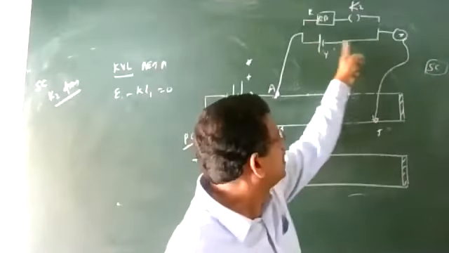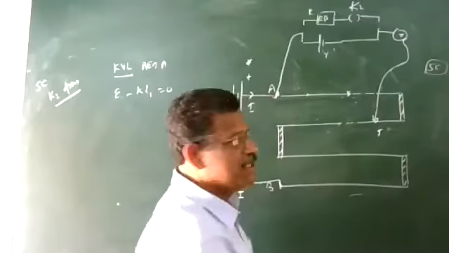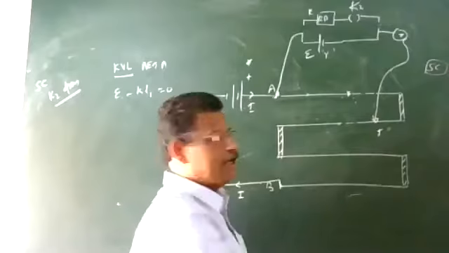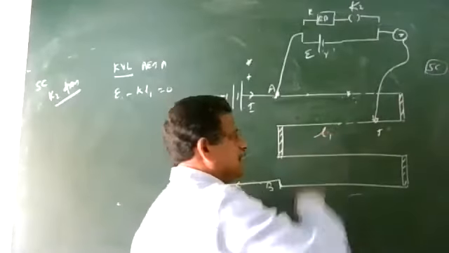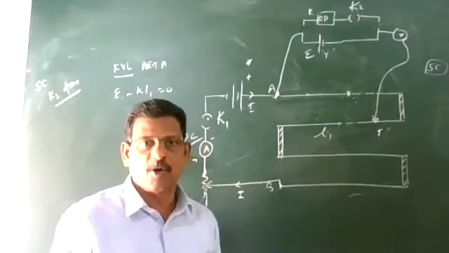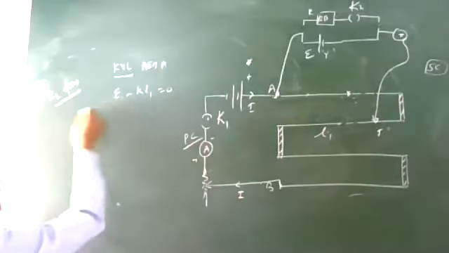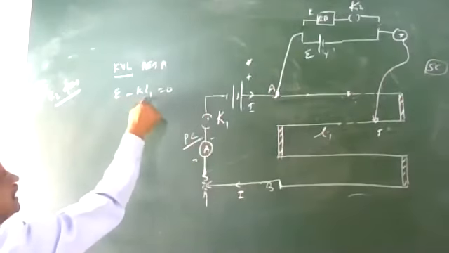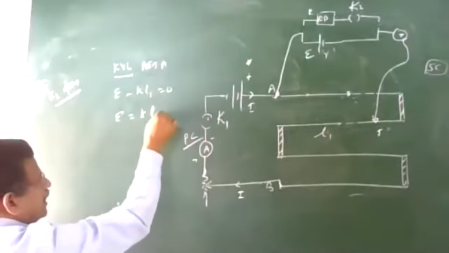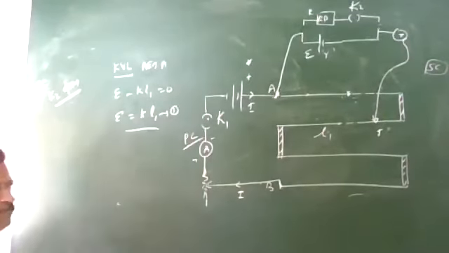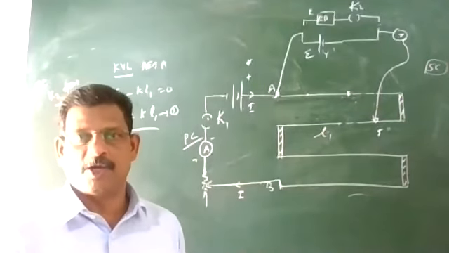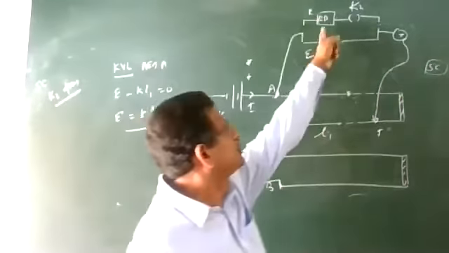So we are going to balance the EMF of the cell. Attach the sliding contact and get zero deflection, say at the point A, and measure the balancing length as L1. So by the principle of potentiometer, E minus K L1 is equal to 0. EMF is measured as E equal to K L1, equation 1. This is open circuit. Open circuit means no current from the cell to the other part.